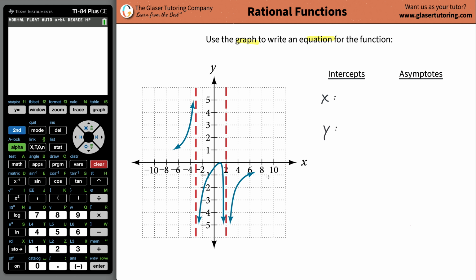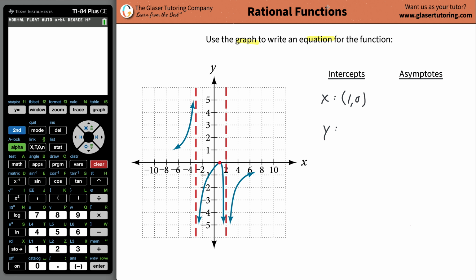The x-intercepts are where the function crosses the x-axis or touches the x-axis. It appears that this function will only have one x-intercept, probably located right about there. I'm assuming this trails on and on forever, and it reaches some horizontal asymptote here at y equals 0. So the x-intercept I'm going to write in terms of its coordinate. Counting 1, 2, 3, 4, 5, 6, it looks like (1, 0) for the x-intercept.